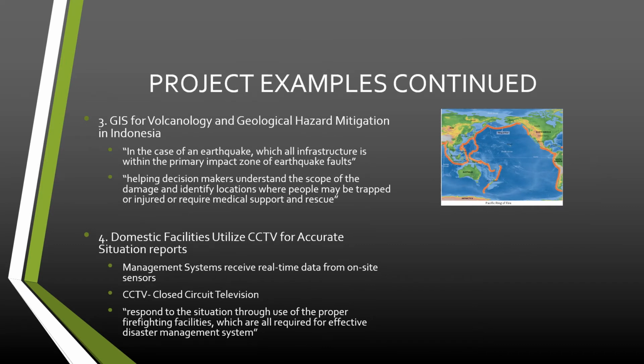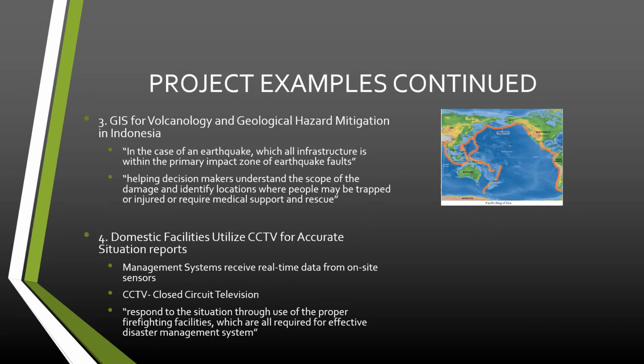On this slide, we have two more project examples. The first example is of a GIS system located in Indonesia, which was developed for volcanology and geological hazard mitigation. This region of the world is the Ring of Fire, so this is an essential issue for them. This system helps decision makers understand the scope of the damage and identify locations where people may be trapped or injured or require medical support and rescue.